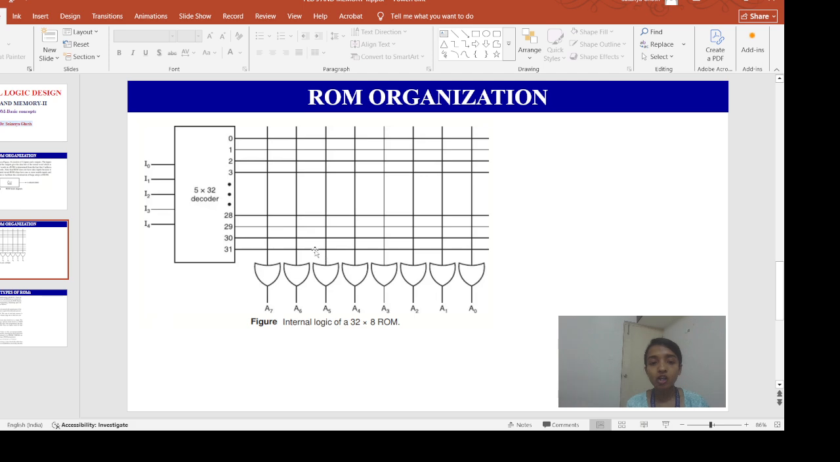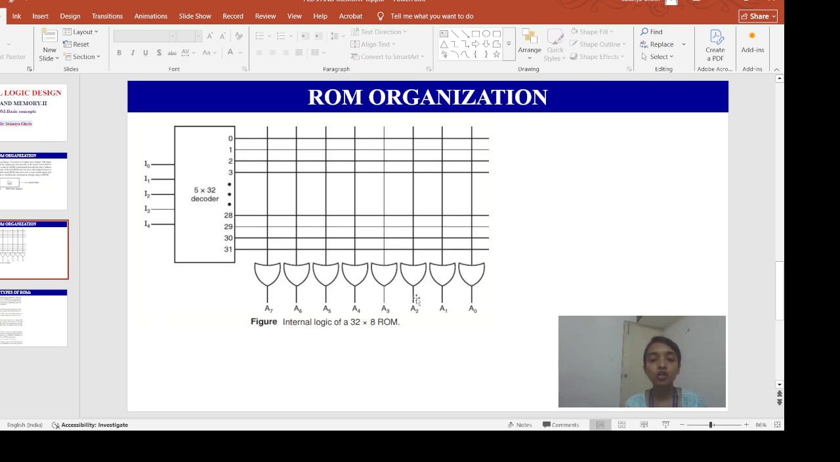Now, the array logic convention is used in complex circuits. Each OR gate must be considered as having 32 inputs. Each output of the decoder is connected to one of the inputs of each OR gate. Okay, since the OR gates have 32 input connections, and there are total how many OR gates? You can see 8 OR gates, right? So this ROM contains 32 into 8, that means 256 internal connections.